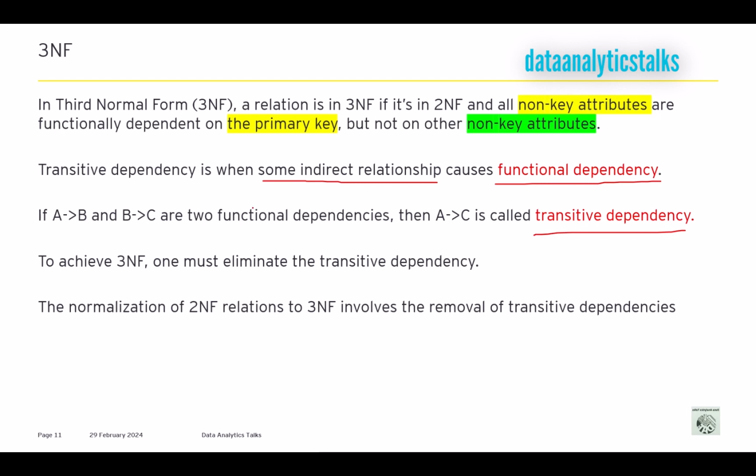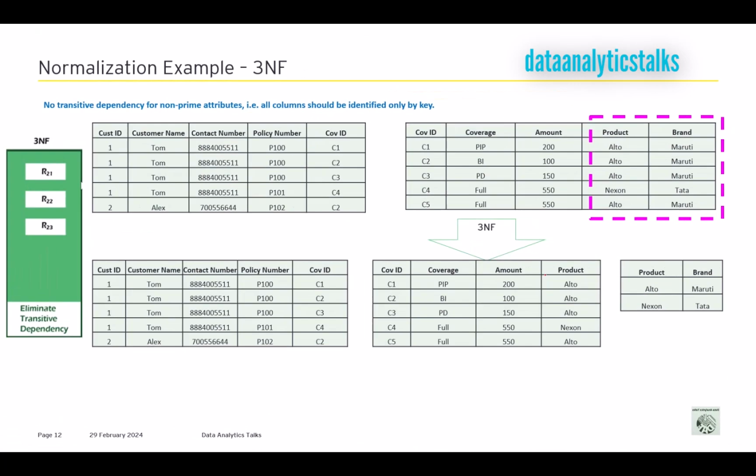I will explain what functional dependency is. Say we have three attributes, A, B, C. A is related to B, and B is related to C. These are independent dependencies, and that is called a functional dependency. And when A is related to C, in this case, it becomes a transitive dependency. I will explain this with an example.